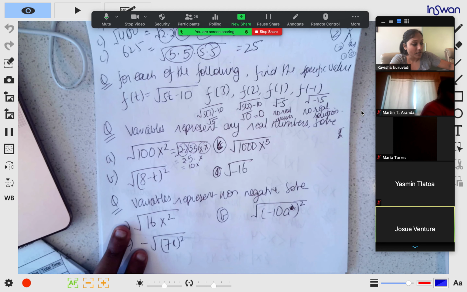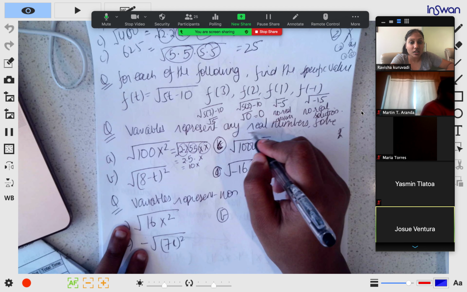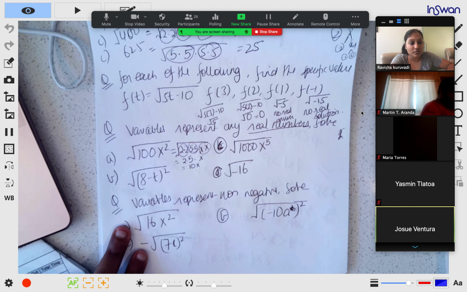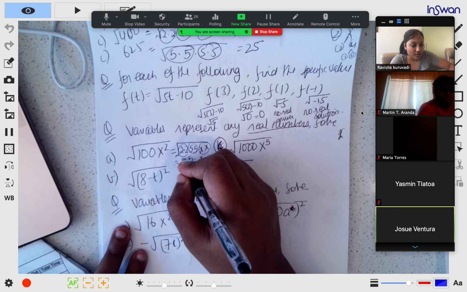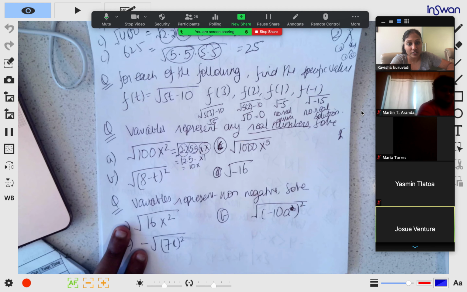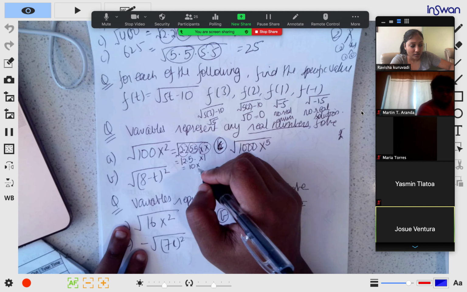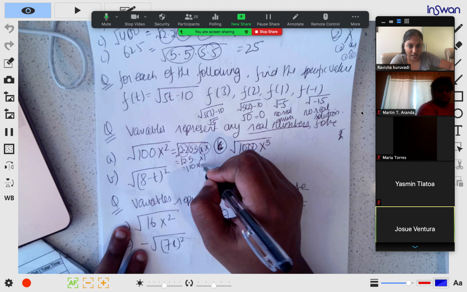Yes. Okay. What happens when it's all real numbers? Joshua? So when it's all real numbers, you need to put an absolute sign once you solve. Absolute sign. So it is absolute 10x. Yeah, absolute 10x.